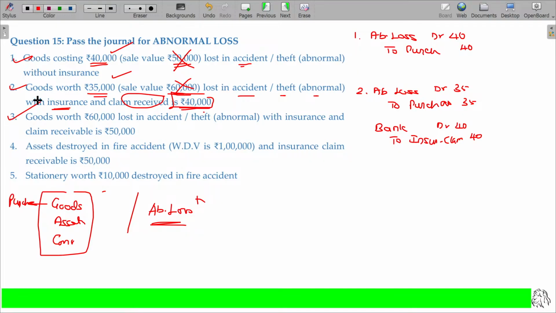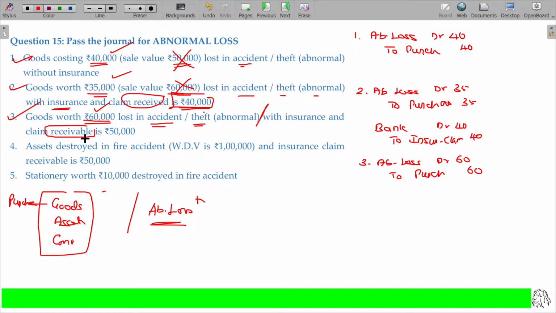Third entry. Goods worth rupees 60,000 lost in accident and theft, with insurance, and the claim receivable still pending. Okay, first you pass the entry for the abnormal loss. Abnormal loss will be shown at its own cost. So third entry being abnormal loss account debit to purchases, the value being 60,000.